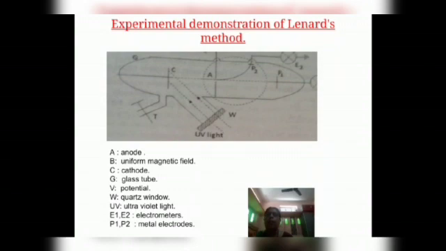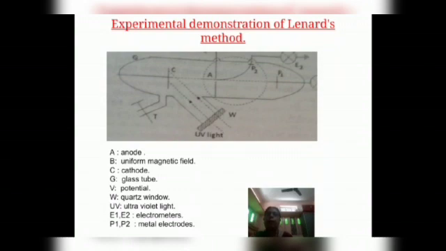In this experiment, when ultraviolet light passes through the quartz window and falls on the surface of the cathode, which is made up of aluminium, then the light falling on the surface of the cathode emits photoelectrons. These photoelectrons are attracted towards the anode, and at the center of the anode, one hole is present. Therefore, these rays travel towards plate P1 and electrometer E1 shows deflection.